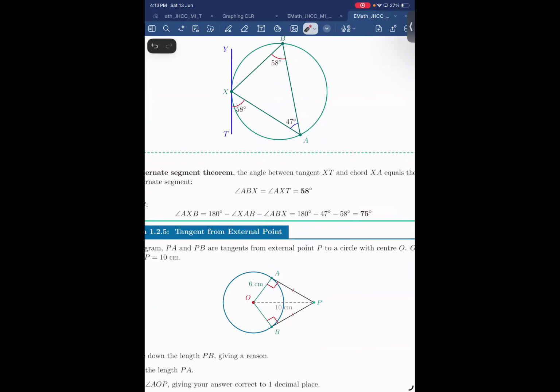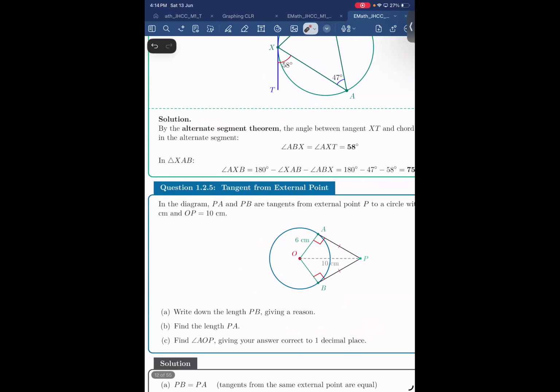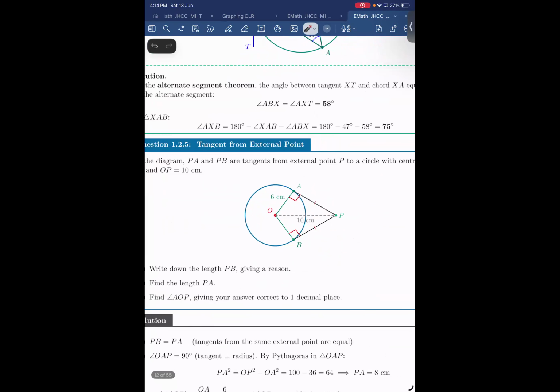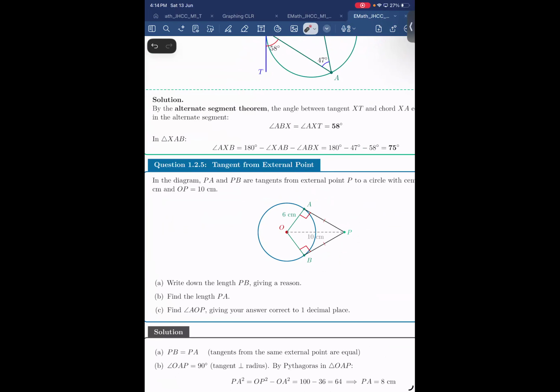You are also given that OP is 10 cm, and OA is 6 cm. To find AP, which is the same as PB as well, this is a right angle triangle, so you can use Pythagoras theorem. It's just going to be the square root of 10 squared minus 6 squared, which is the square root of 64. The square root of 64 is 8 cm. So that means length PB will actually be 8 cm.